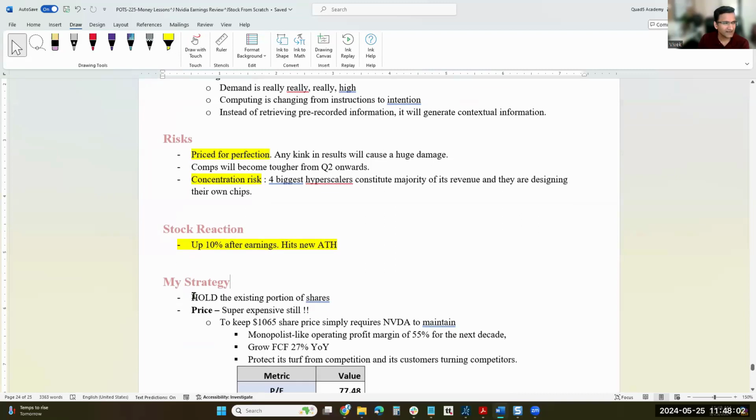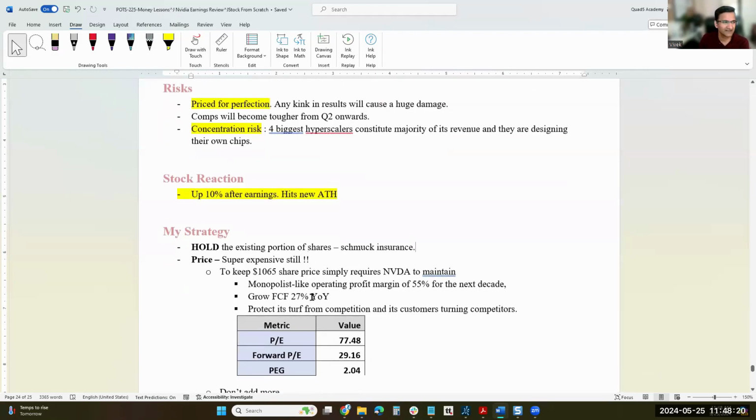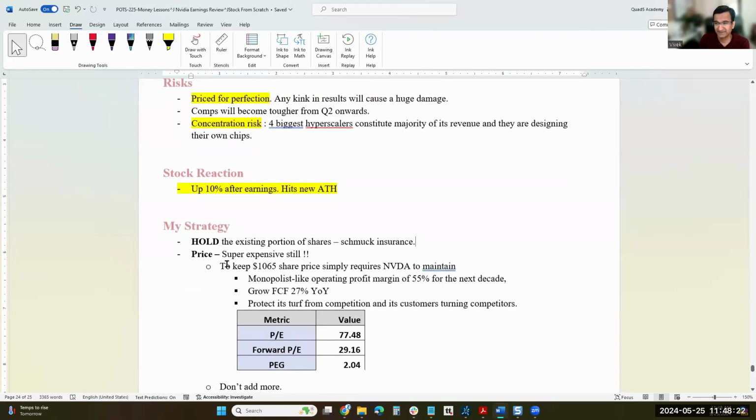So my strategy is I'm going to hold my existing portion of shares. As you guys know, I sold some portions already. And this is my, what do you call it, schmuck insurance. We don't know how long this craziness can continue. So I still want to hold some shares. I think it's still expensive.